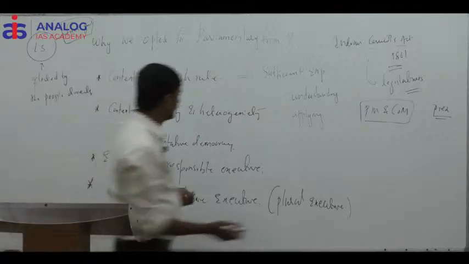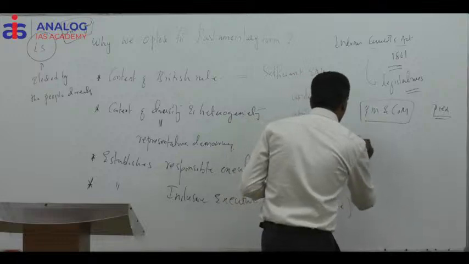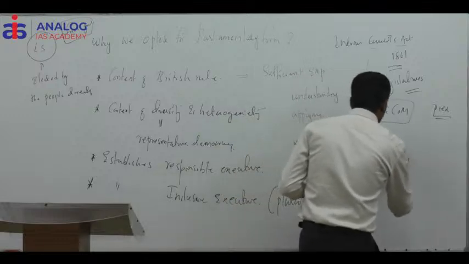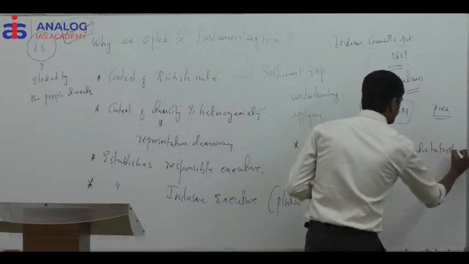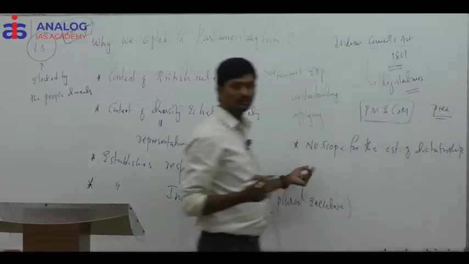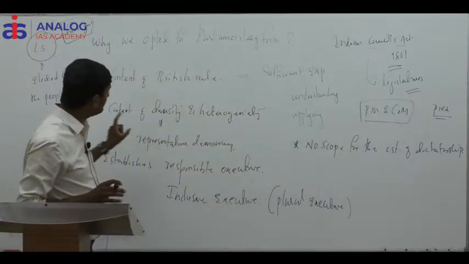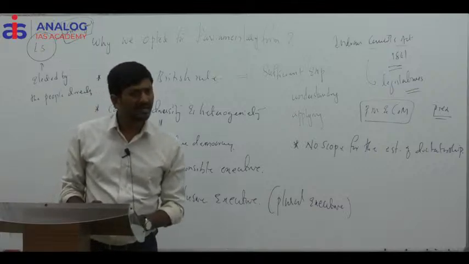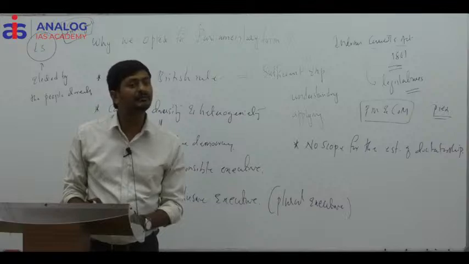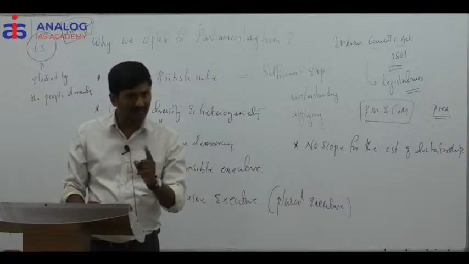Okay, next. No scope for the establishment of dictatorship, because we have those kinds of safeguards. You take the American president, there are chances that the American president can become a dictator, because every power is vested with the president alone. He is a single executive.